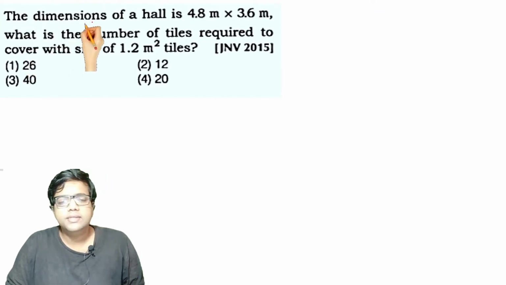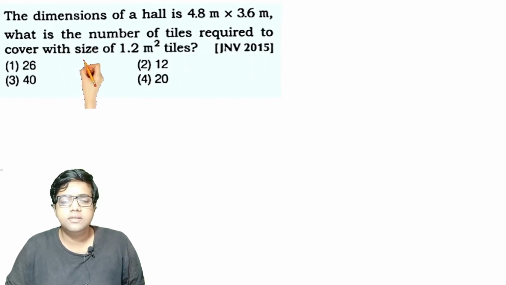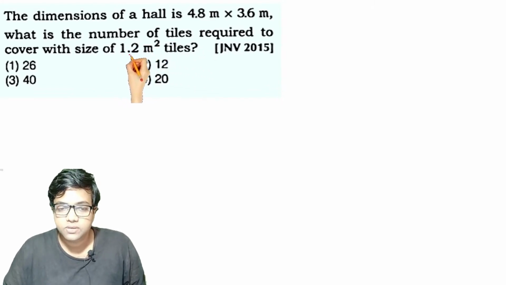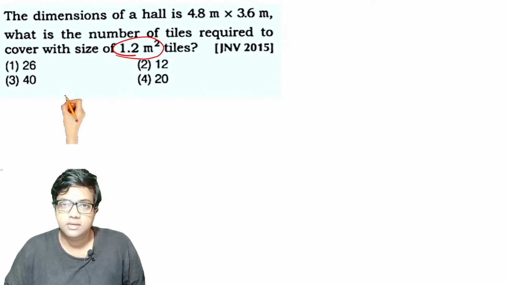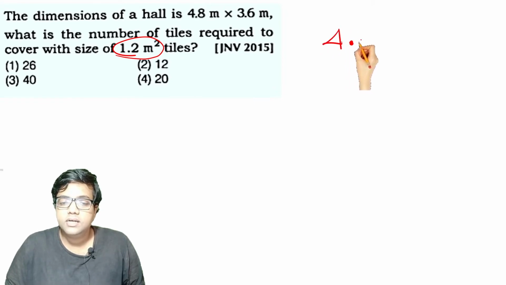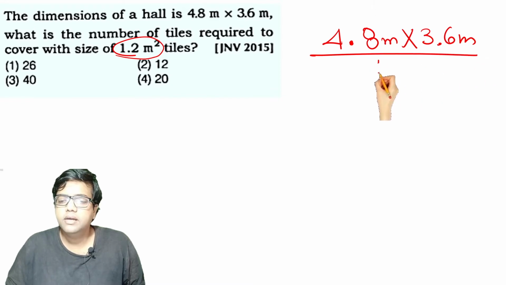Let's move ahead. The dimensions of a hall is 4.8 meter into 3.6 meter. What is the number of tiles required to cover it with 1.2 meter square tiles? Okay, so the area is already given to us, 1.2 meter square tiles. What is the area of the hall? 4.8 meter into 3.6 meter by 1.2 meter square.